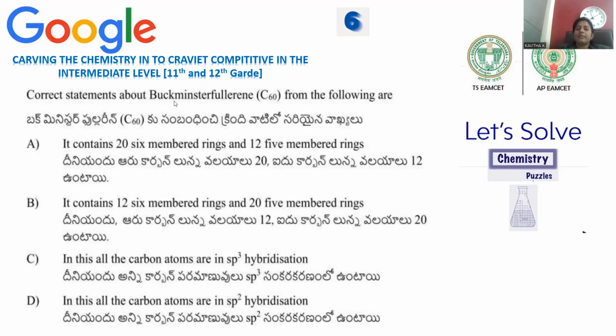Correct statements about the Buckminster Fullerene C60 from the following are.